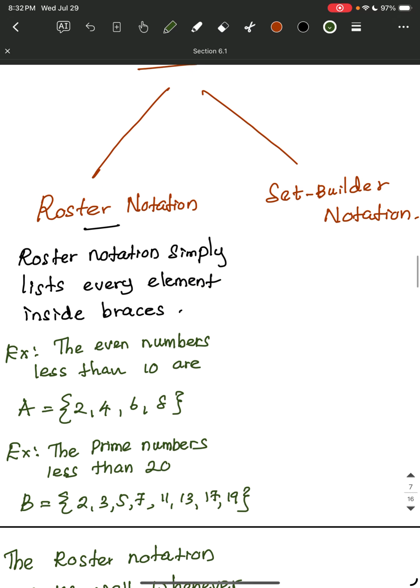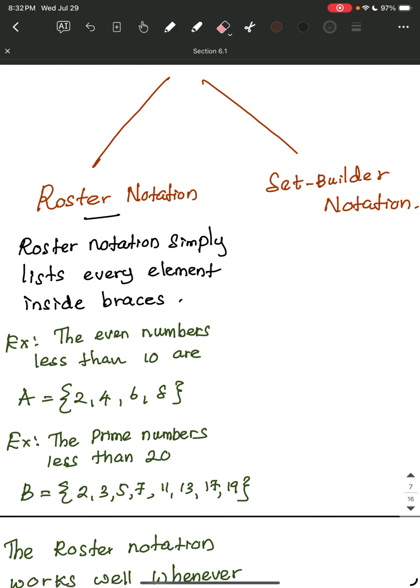Okay, then let's go for the set builder notation, the second method. Sometimes listing every element is impossible. Instead, we describe the rule. For example, x is an even integer between 0 and 10. So, read it loud: x is an even integer between 0 and 10. The set of all x such that x is an even integer between 0 and 10. So, it means "such that".